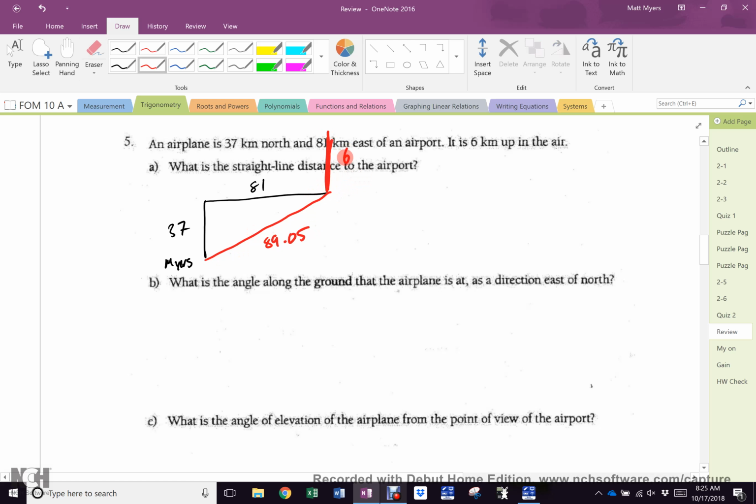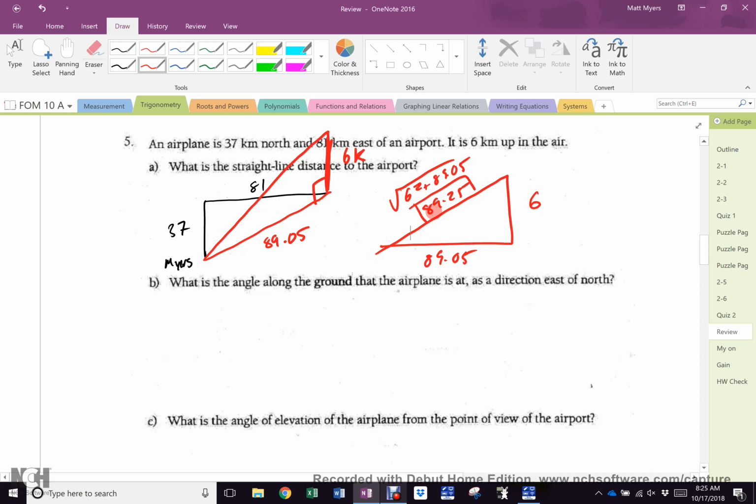How high? 6 kilometers. What's the angle between the ground and straight up to the plane in the sky? 90 degrees, making this triangle 6, 89.05. Where is the distance from me to the plane? Josh? It's the red hypotenuse, yes? Which you get by doing the square root of 6 squared plus 89.05 squared. And I believe your answer is 89.25. Yeah? That is out of 2.